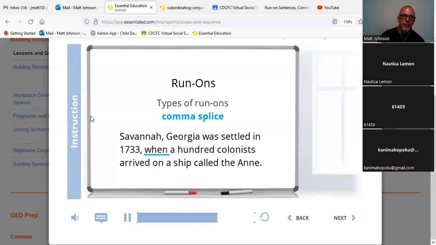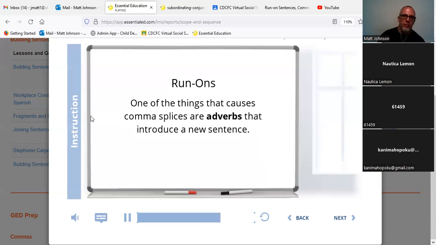That's what subordinating conjunctions do. They show a relationship. One of the things that causes comma splices are adverbs that introduce a new sentence, because they can sound like conjunctions, but they're not. You can't use them to join sentences. We haven't really talked about adverbs that much, but an adverb is a word that describes a verb, right? He quickly ran. Quickly is an adverb, whereas adjectives describe nouns. I call them not-a-conjunctions.